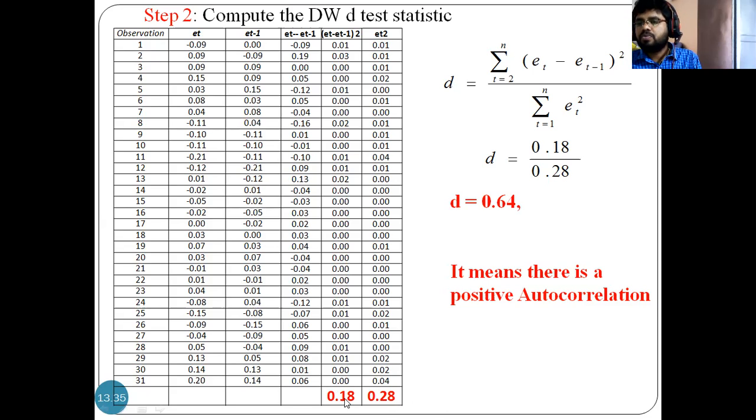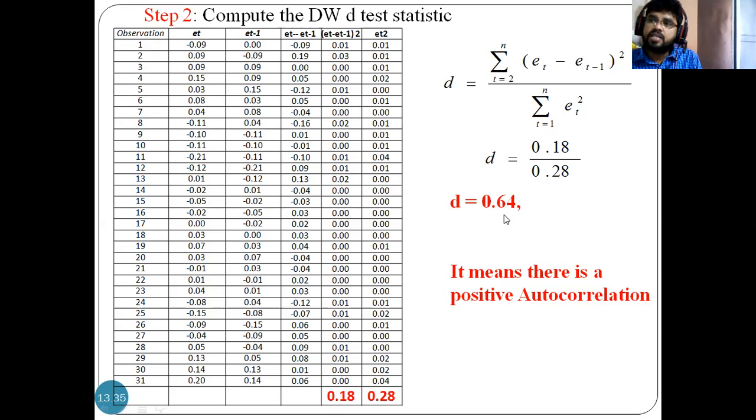So simple, we can substitute these values in the formula of the D statistic. Sum of (ET minus ET-1) whole square is 0.18, divided by sum of ET square, 0.28. When you cancel the decimals, there is 0.18 and 0.28. So you will get D equal to 0.64.